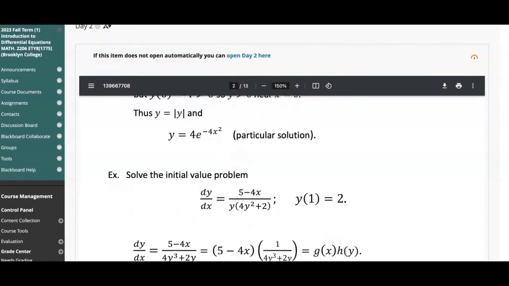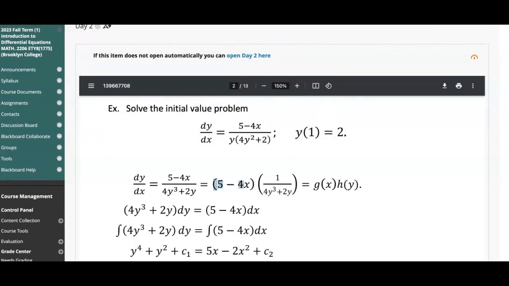All right, let's see the second example. dy over dx equals (5 minus 4x) divided by (4y cubed plus 2y), and then we're given an initial condition. We see those two can be separated: 5 minus 4x is a function in terms of x, then 1 over (4y cubed plus 2y) is a function of y. So we're treating this one as g of x, and this one as h of y.